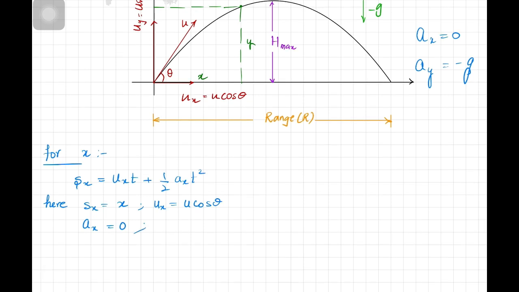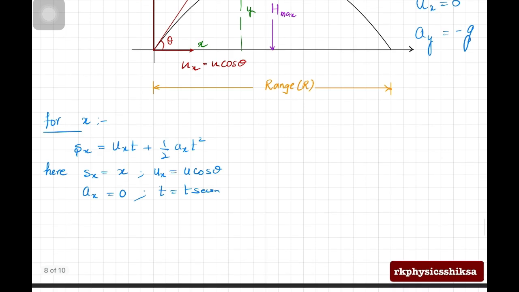So I take ax as 0, and remember one more very clear thing: the horizontal component of velocity will always remain constant as it is along the horizontal direction. It will always remain constant because there is no force acting on it to accelerate it. So velocity is a constant always. And here we have ax as 0, and I consider the time to be t seconds.